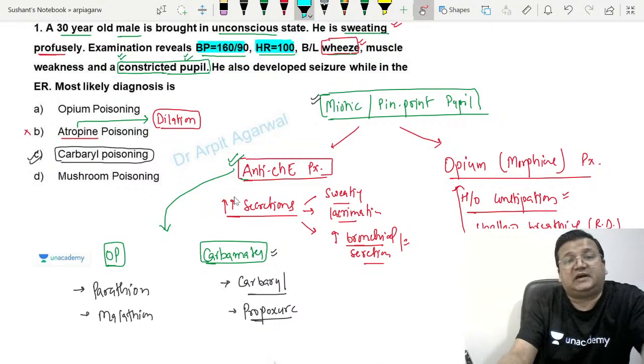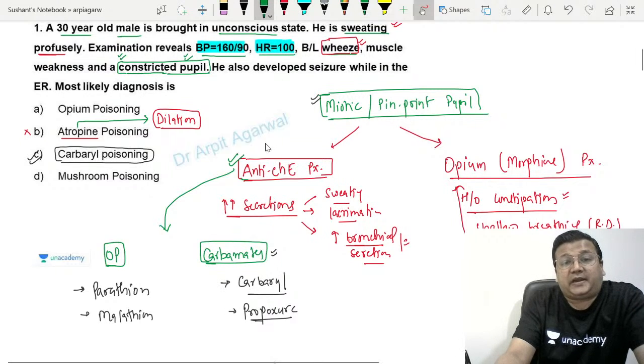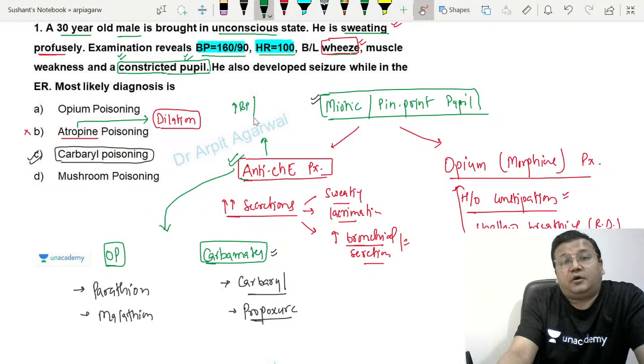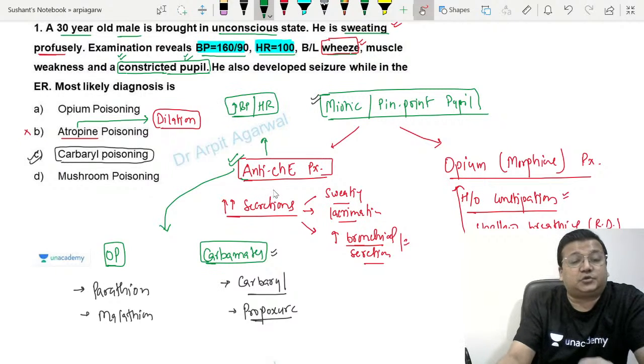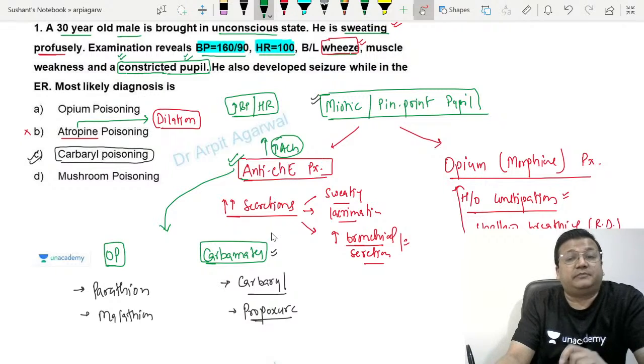You see, BP is high. Heart rate is high. What do you expect? How can BP or heart rate be high in anticholinesterase poisoning? This is cholinergic poisoning. Increase in acetylcholine is occurring. How can it increase BP? Yes, Simran, that is the confusion.